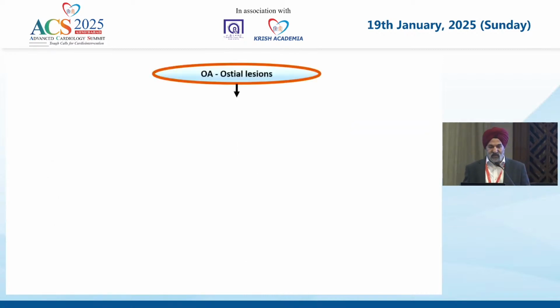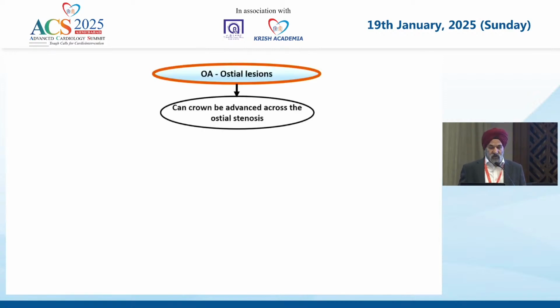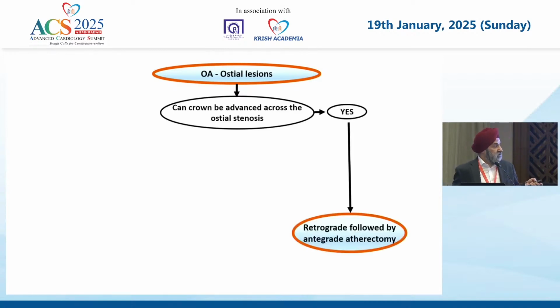Now, in the ostial segments, we need to use a different protocol. There are a lot of ostial nodules which come. For the ostial lesions, there was a question in the morning, whether we should do retrograde or antegrade. This will answer that question. The crown has to be advanced, and if you are able to advance the crown beyond the nodule, you start with the retrograde burring and then you can do antegrade and retrograde.